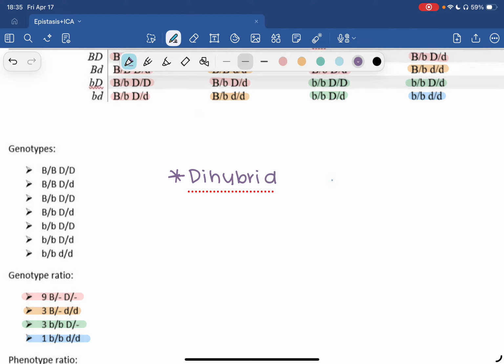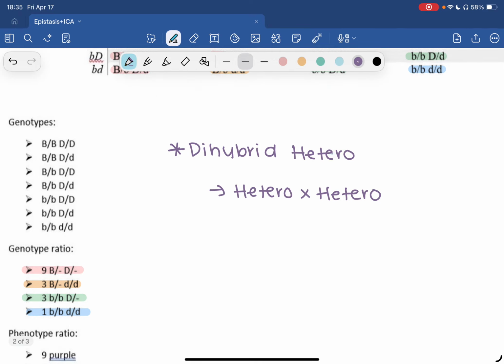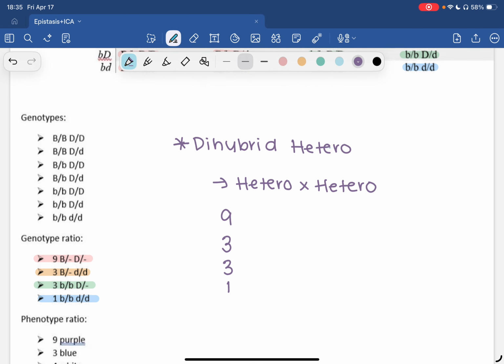So, dihybrid heterozygous. Again, when you're crossing a heterozygous individual times a heterozygous individual for two gene traits, if you're able to understand, recognize, and honestly memorize the 9 to 3 to 3 to 1 ratio, you should be good to go. So again, just remember that 9/16 of the individuals will have at least one good copy of both the B and the D enzyme.